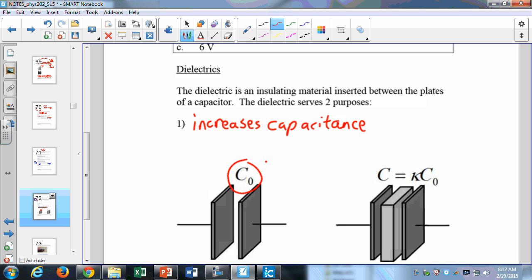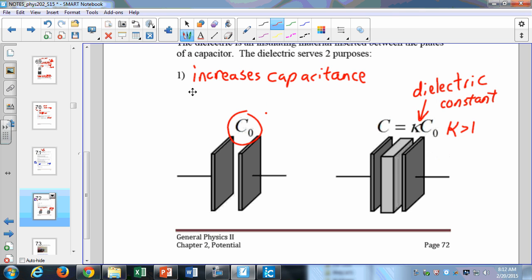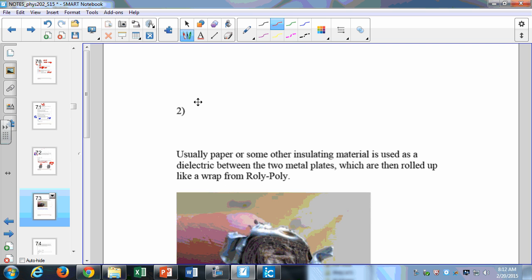If I have a capacitor with C naught and I put in a dielectric, this is called the dielectric constant. It tells us by how much the capacitance is increased. I'm about to get to your question, Josh. This is the Greek letter kappa. It's always greater than 1, so it always causes the capacitance to increase, never to decrease. But also, more practical, it keeps the 2 plates from touching.